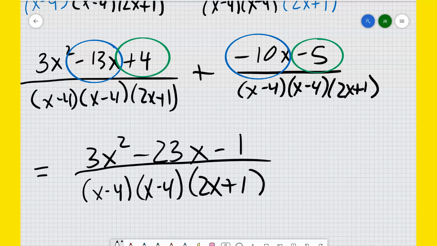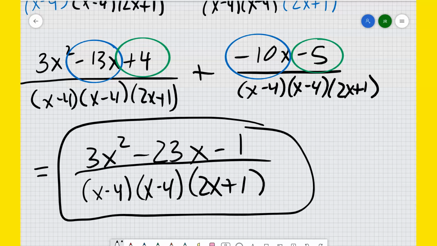And there's no factoring I can do. Like if I try to do the AC method here on the top, it's good to think about it, but it won't work. It can't be factored on top. So that's my final answer.